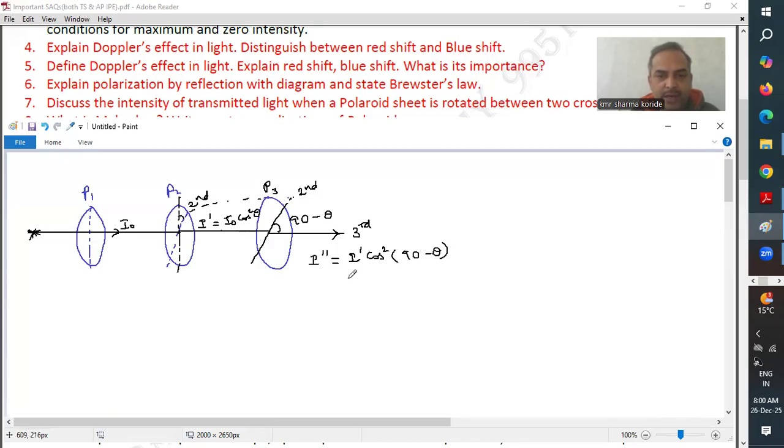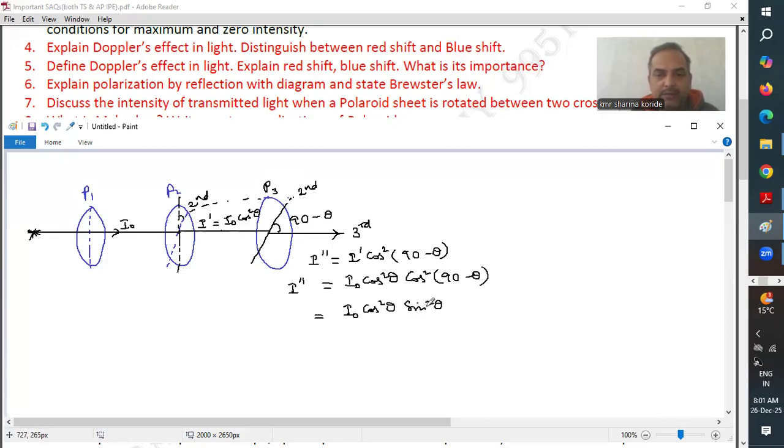So what is I dash here? I dash is I naught cos square theta. Along with that, there is cos square 90 minus theta. So the intensity of light coming out of the third polaroid will be like this. You can extend this: I naught cos square theta. Cos 90 minus theta is sin theta. Since there is a square, this is sin square theta.